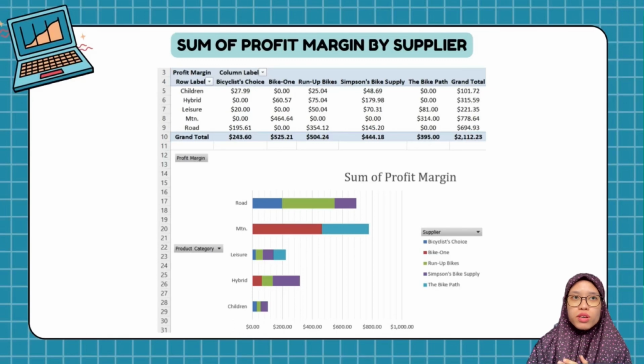For Bicyclist Choice, the profit that they made is $243.60. For Bike One, $525.21. And for Run Up Bikes, they made $504.24. As for Simpsons Bike Supply, they made $444.18. And last but not least, the Bike Path made a profit of $395. From this table, we can identify that Bike One made the most profit, which is $525.21, and also Bicyclist Choice made the least profit, which is $243.60.